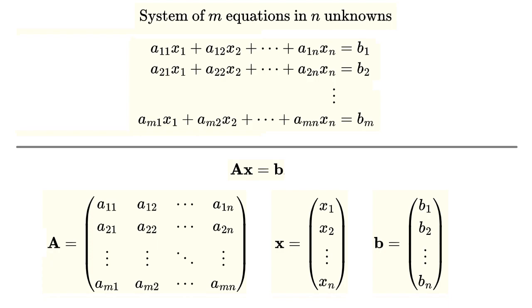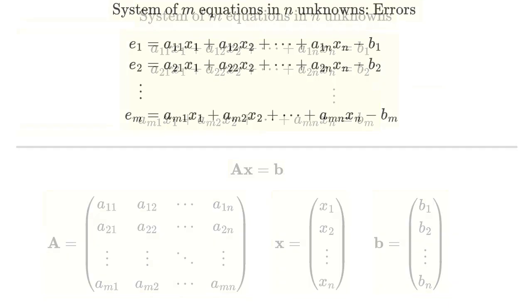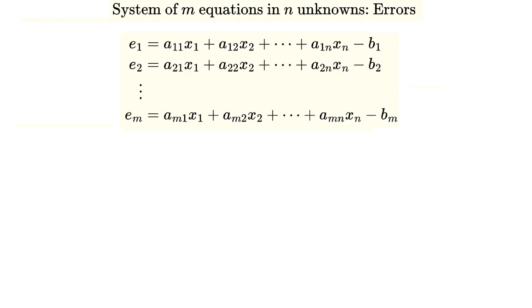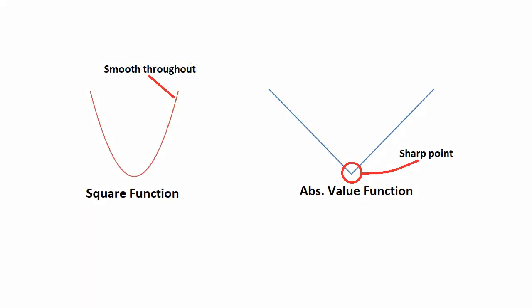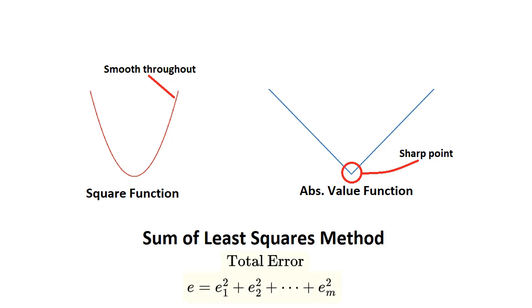Let us denote the individual errors with E1, E2, E3, etc. And this time, instead of taking the total error to be the sum of absolute values of these errors, we shall take it as the sum of squares of these errors. This is because square functions are smoother when compared to absolute value functions, and it makes the calculus straightforward. This has a nice little name, and it is called the least squares method.